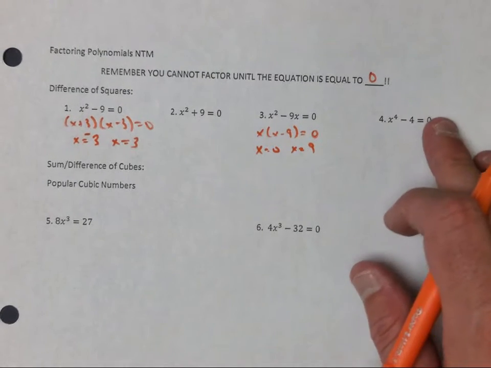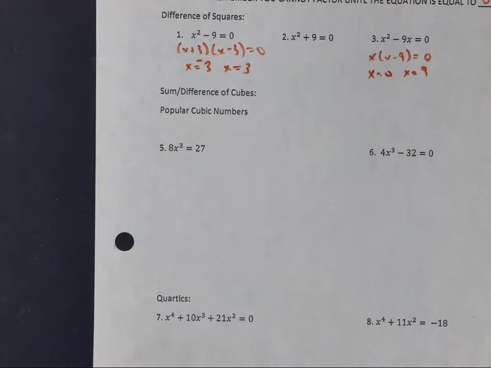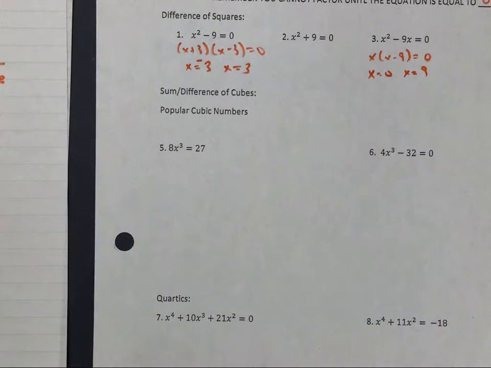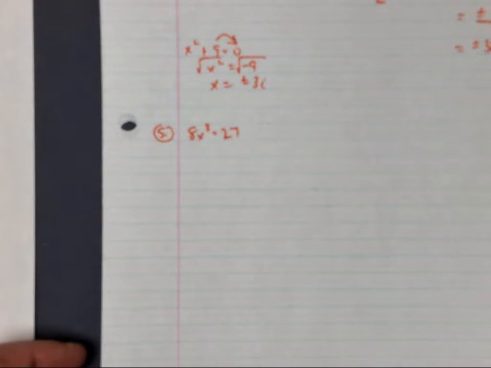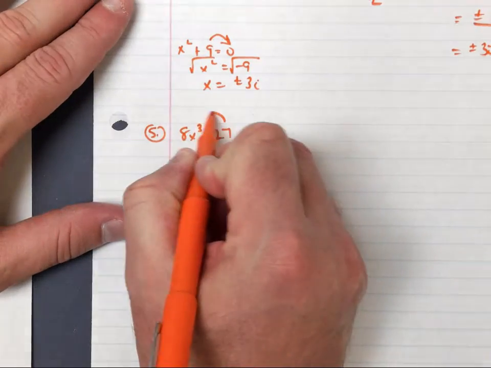We're going over number 4 later. Let's go on to number 5. I'm going to write this problem down on notebook paper. Number 5. 8x cubed equals 27. This is a cubic. It is not in standard form. I must get it in standard form.